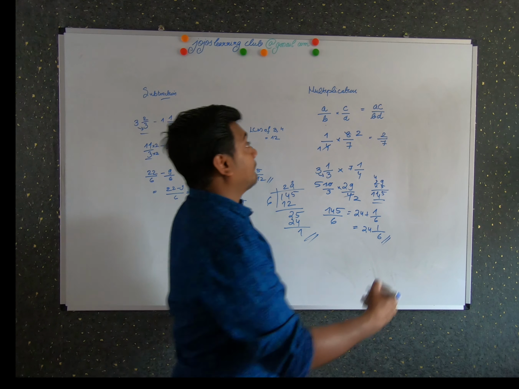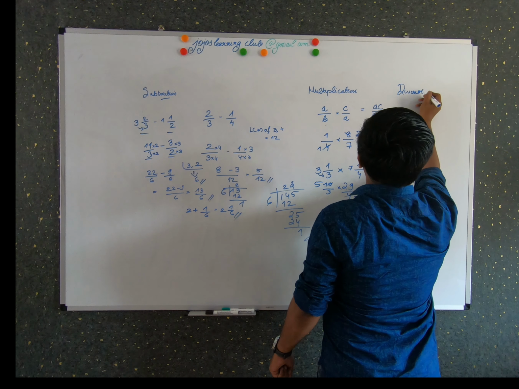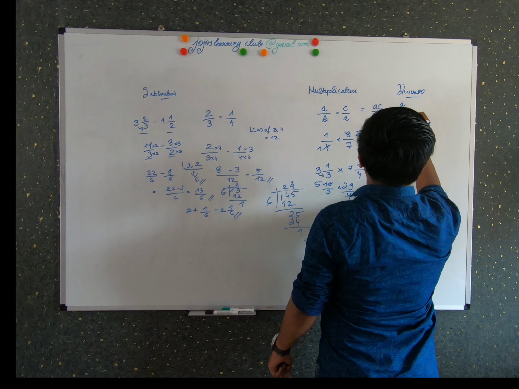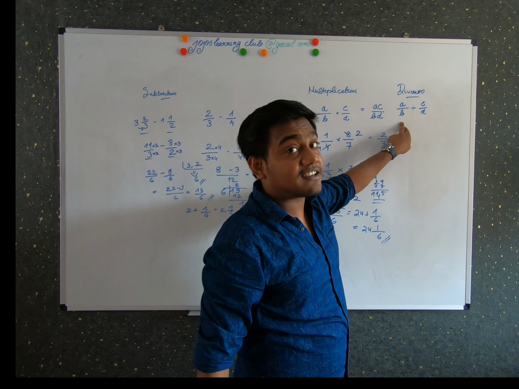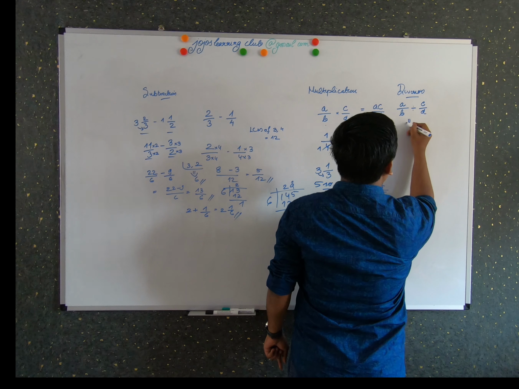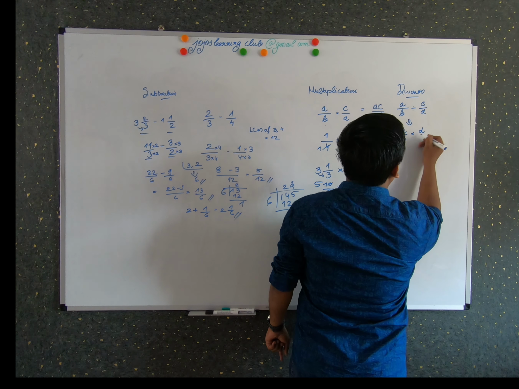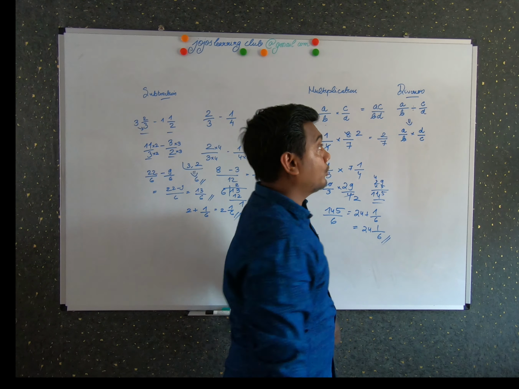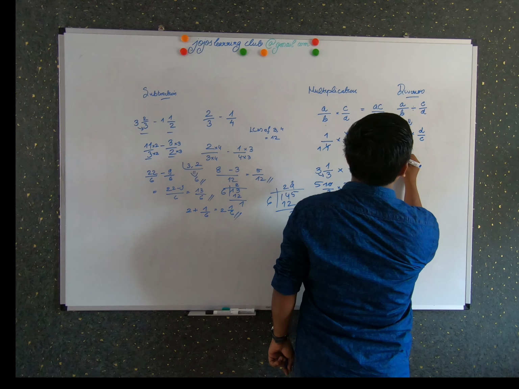Now let's explore some division too. So A by B divided by C by D. When you divide fractions, you can represent it as multiplication: A by B times the inverted number D by C. So this is the same as this one. So let's do some examples for it.